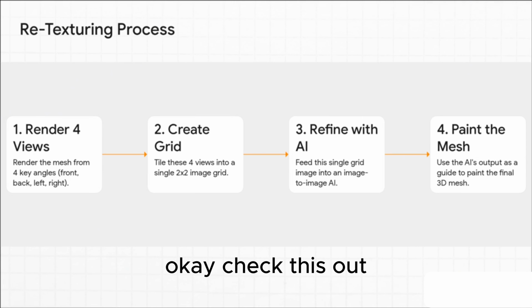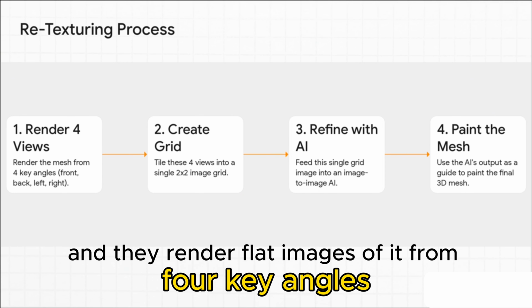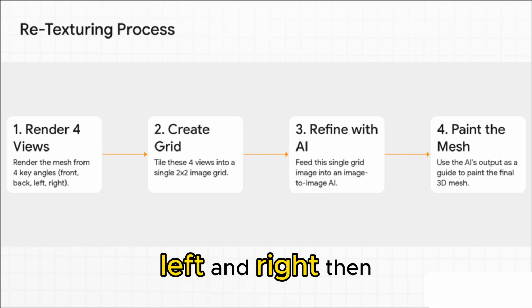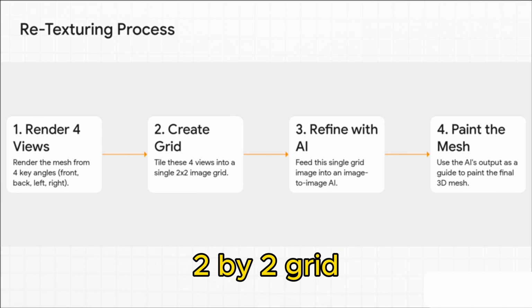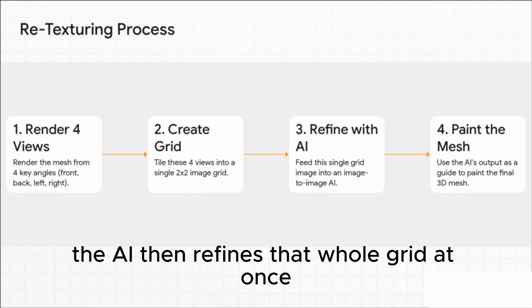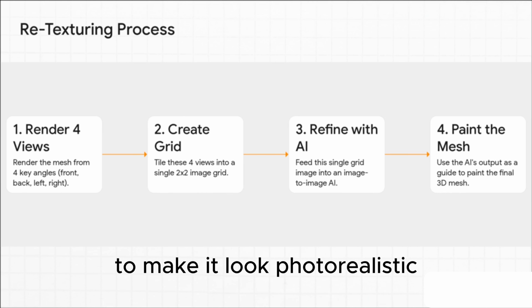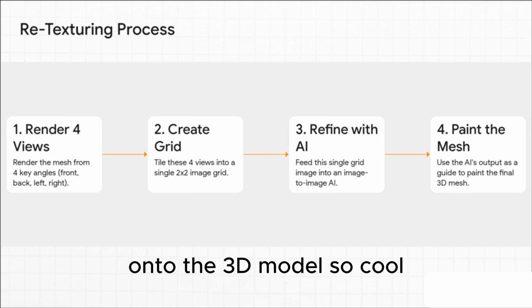Okay, check this out. Here's how it works. First, they take that clean mesh and they render flat images of it from 4 key angles: front, back, left, and right. Then, they stitch those 4 views together into a single 2x2 grid and feed that entire grid into the image-to-image AI. The AI then refines that whole grid at once to make it look photorealistic, and that refined image is used as the guide to paint the final texture onto the 3D model.